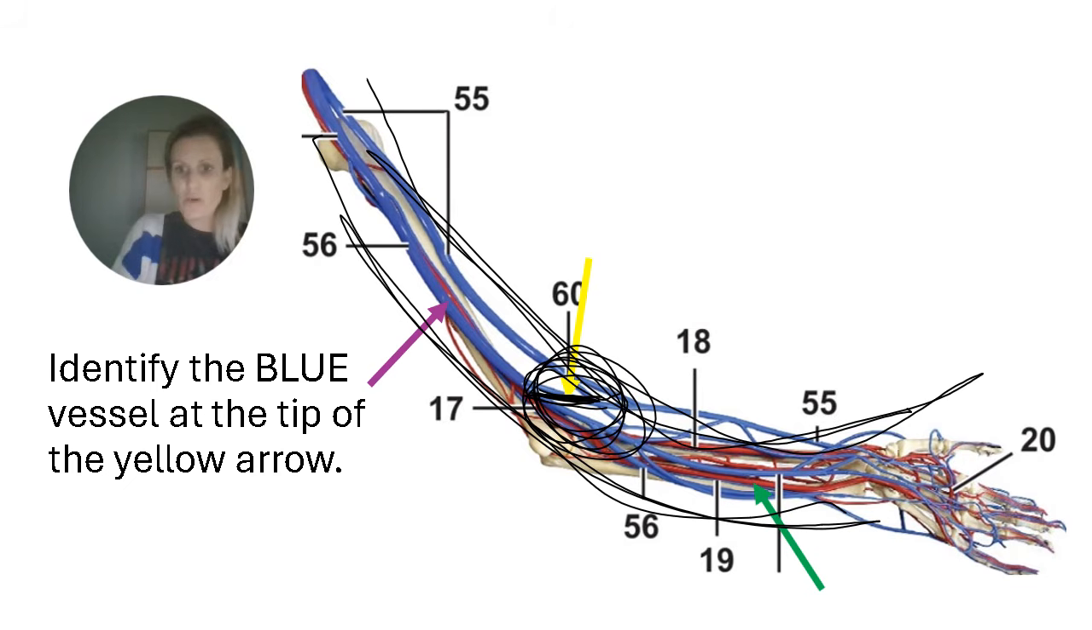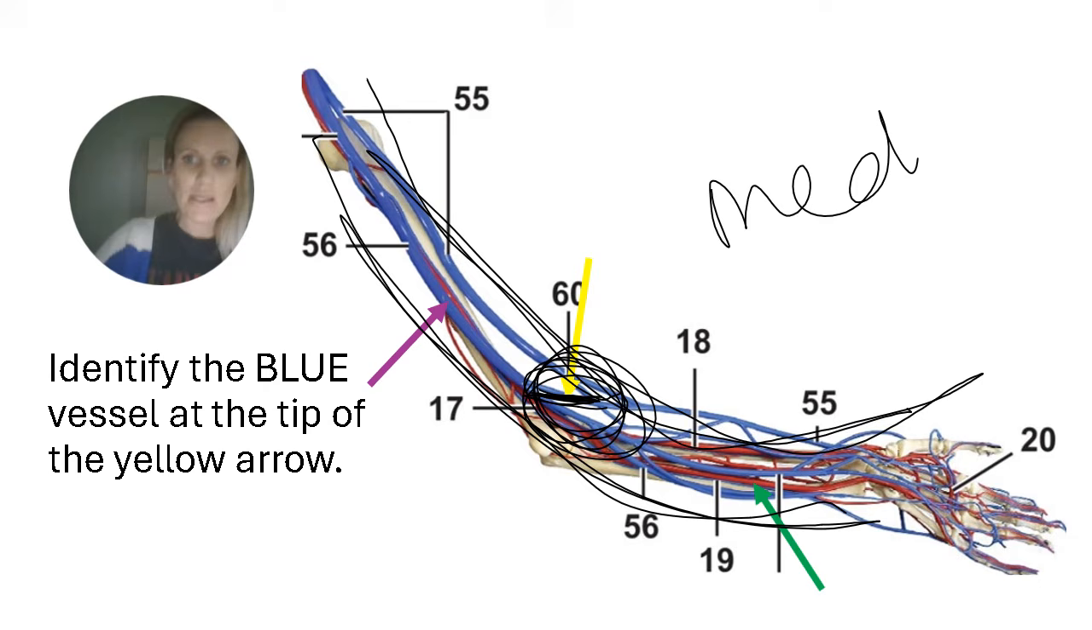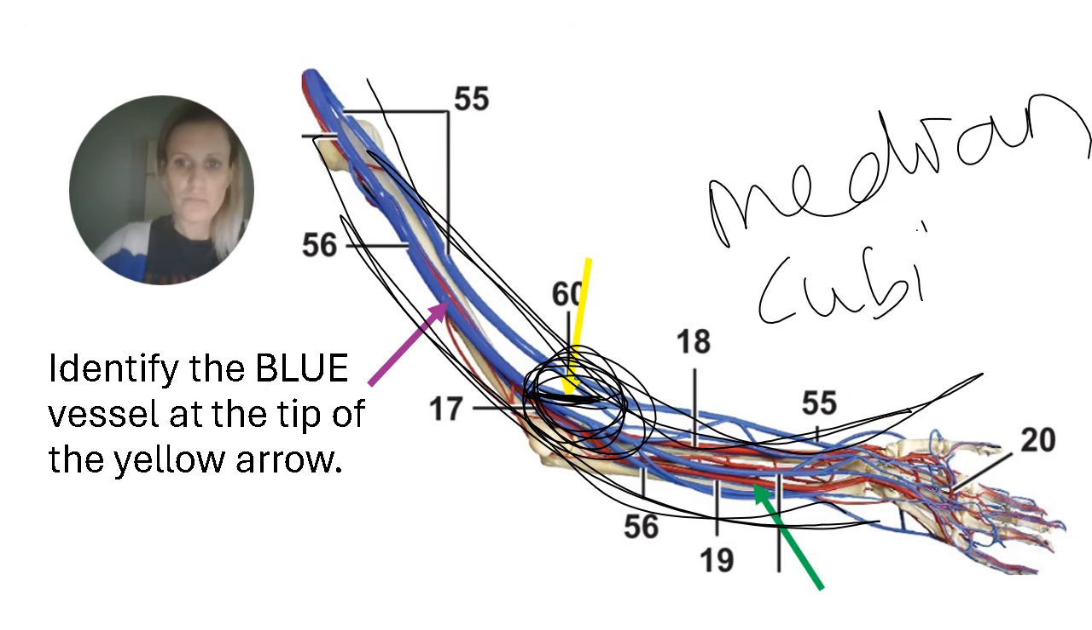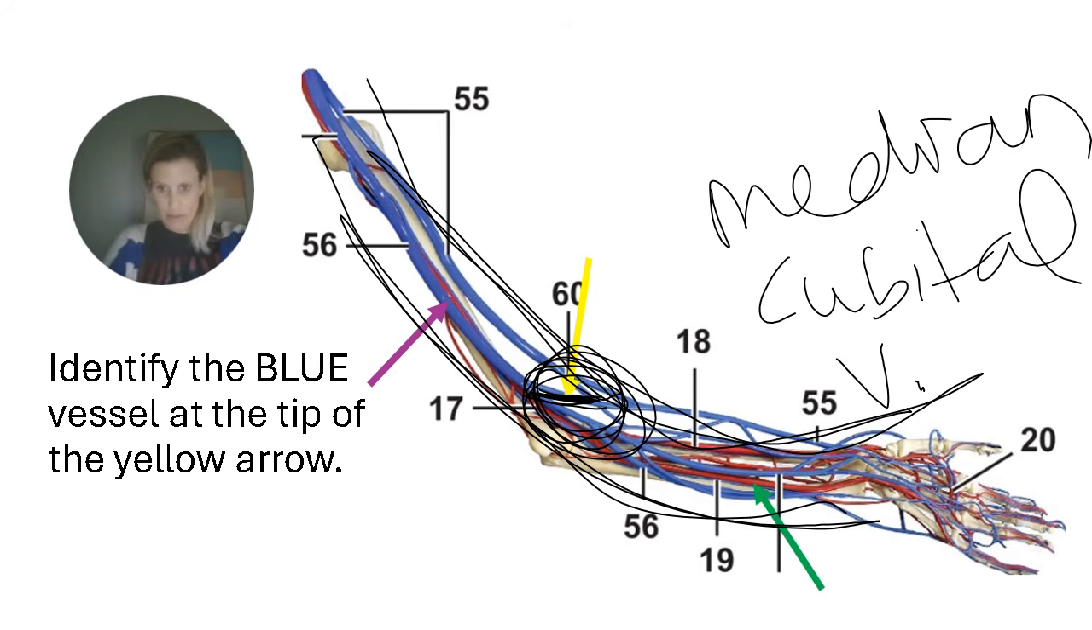So at the front of the elbow, there's that little connector called the median cubital vein. Median to the middle. Cubital means elbow, and then it's a vein. And remember, this is the left arm. So left median cubital vein.